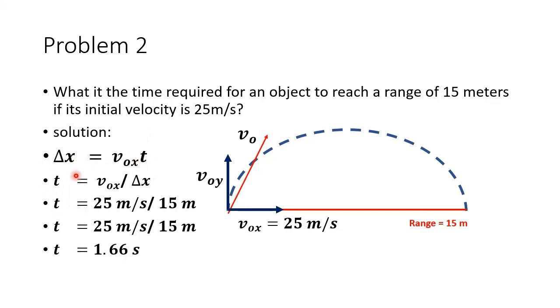And so the solution now is to simply isolate our time. So we are going to look for the time, and so we are going to change the formula, and our formula now is the range, which is the displacement x, divided by the initial velocity along x, and the time is, now we are going to replace the values, 15 meters divided by 25 meters per second, and so the answer will be 0.6 seconds. So it only requires that much time for the horizontal velocity to reach a range of 15 meters.